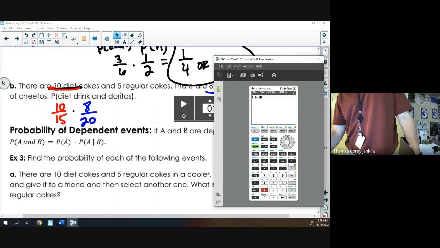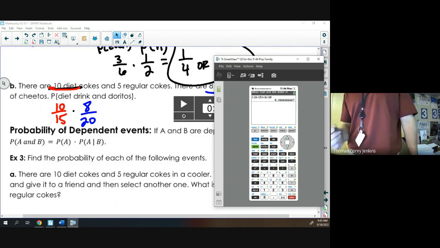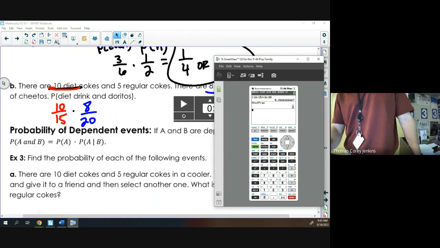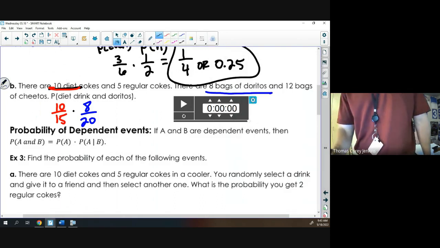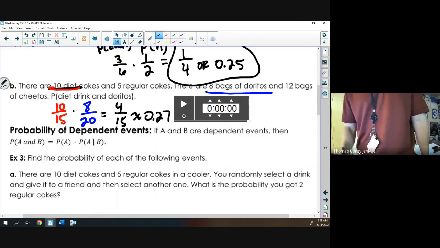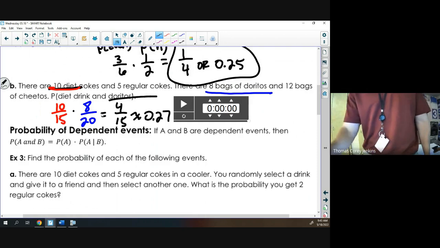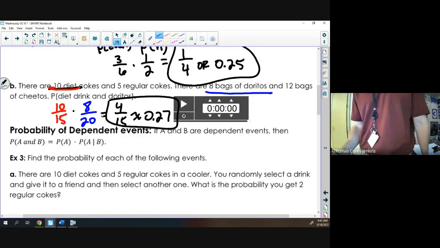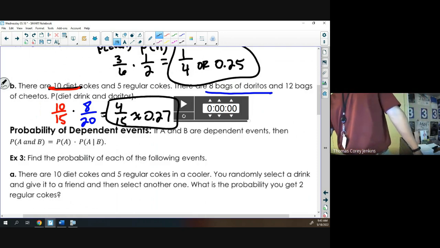10 over 15 times 8 over 20 is about 0.27 as a decimal. If we want a fraction, we just go to math, turn it into a fraction, and 4 out of 15. So 4 out of 15, or about 0.27. So anybody have any questions so far? Is that making sense? Okay.